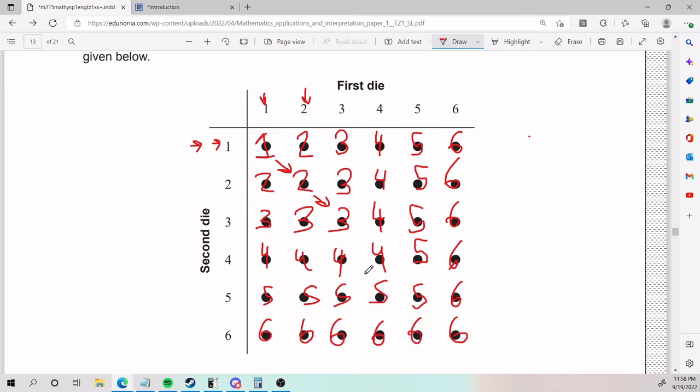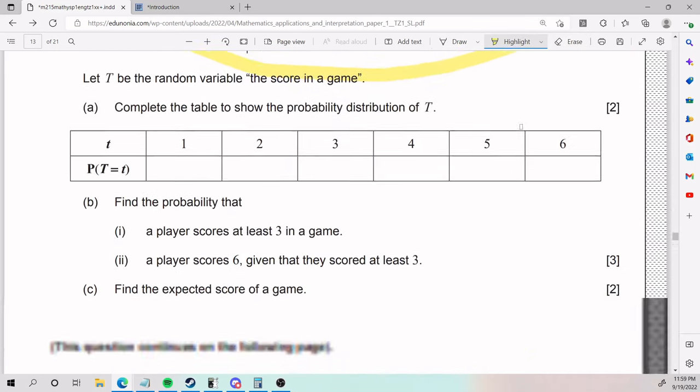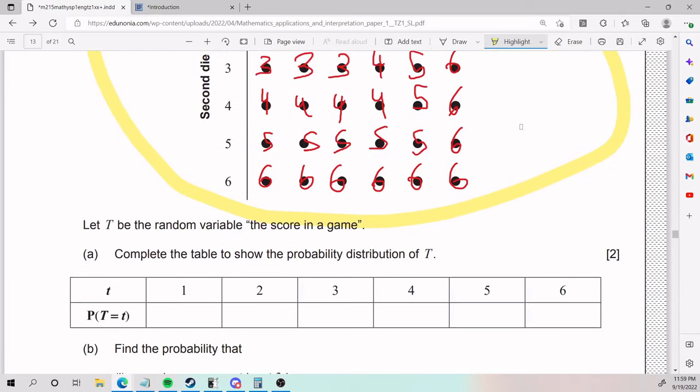All right. That was just a patterns thing. If you have trouble noticing them, dude, don't worry. Just take your moment. Fill in the diagram. The patterns thing was just to make it quick. But you do have to fill it in because it's going to make it a lot easier for parts A, B, and C. So let T be the random variable, the score in the game.